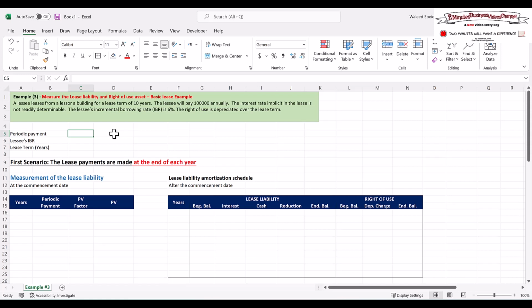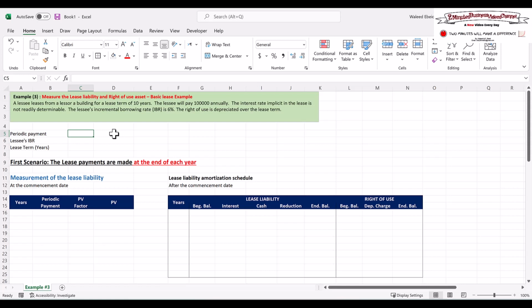Let us start with a simple illustrative example. A lessee leases from a lessor a building for a lease term of 10 years. The lessee will pay $100,000 annually at the end of each year. The interest rate implicit in the lease is not readily determinable. The lessee's incremental borrowing rate is 6%. The right-of-use asset is depreciated over the lease term.